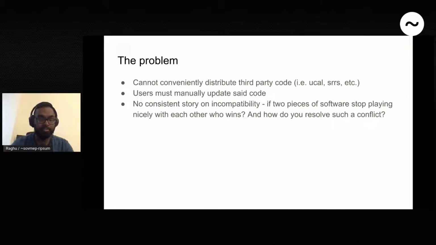Okay, so now that we have some background on Clay, we can talk about the problem. As Phil mentioned, we can't really conveniently distribute third-party code at the moment. Stuff like ucal, SRS, there's a chess app floating around. Users have to manually update that code. To distribute it as it is right now, I am just cloning Git repos and copying files over, which is not really a great workflow. It also requires me to update the code every time the app developer makes a change. And it's not really clear what will happen if 2 apps eventually become incompatible with each other. I don't really have great tools to easily resolve that.